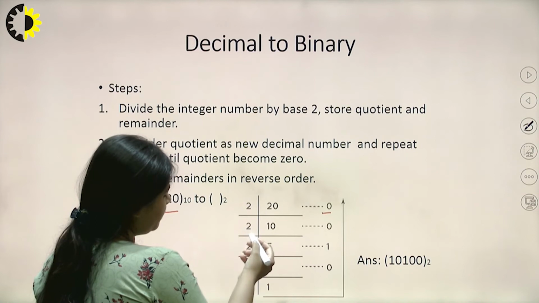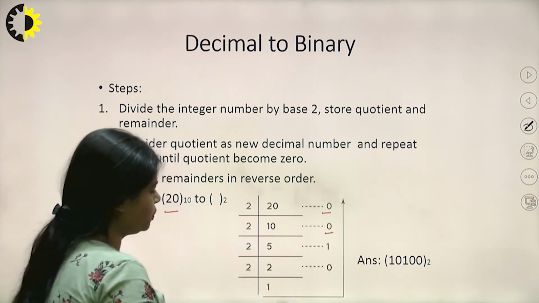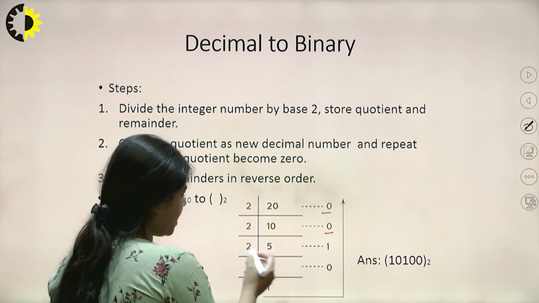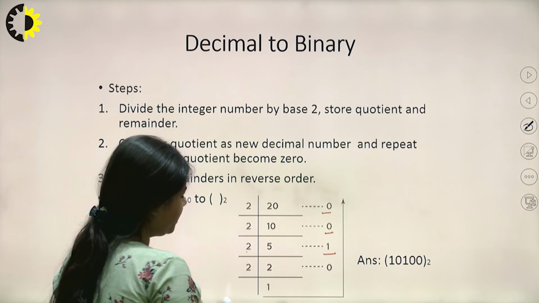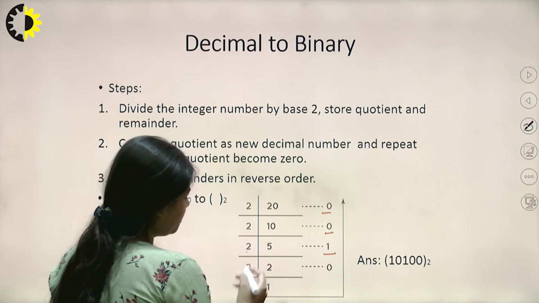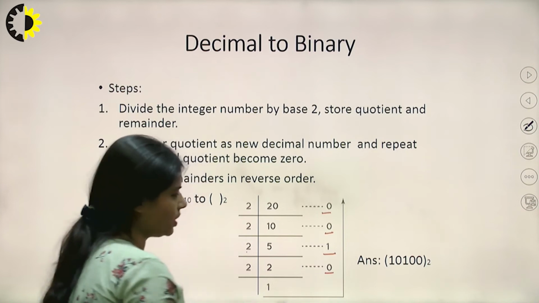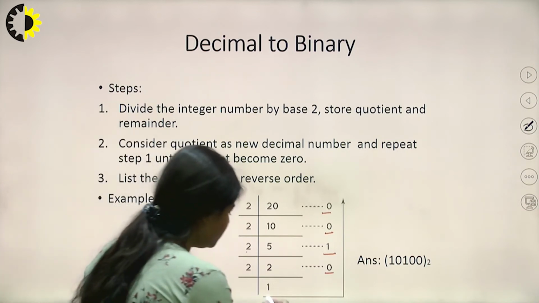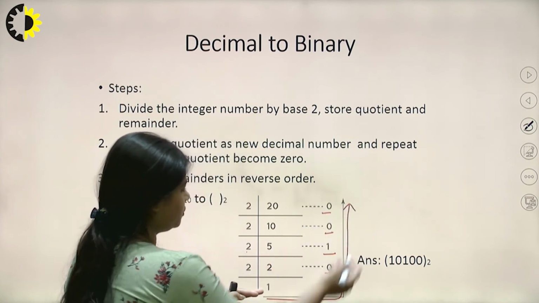Next, we are dividing 10 by 2 and we are having remainder as 0. Again, we are dividing 5 by 2 and the remainder is 1. Again, we will divide 2 by 2 and we are having remainder as 0 and quotient as 1. So, we will write in the reverse form, from here to the top.